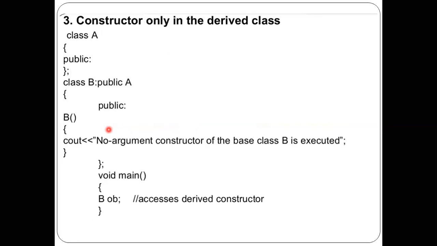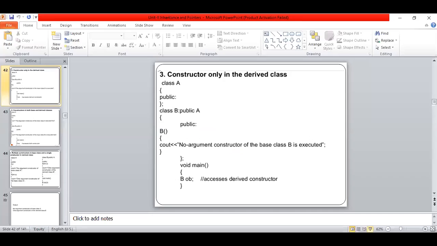Now, the third possibility: a constructor only in the derived class. Initially we created the constructor for the base class; here we are creating it for the derived class. What output will be shown? It shows the same output, no arguments. See the output statement we have, and the same sequence will be followed. We'll see with both examples how it will be done.